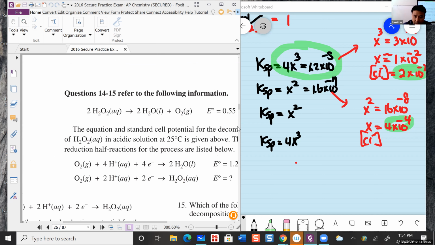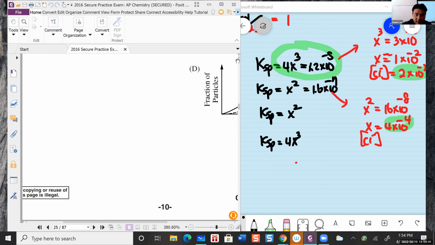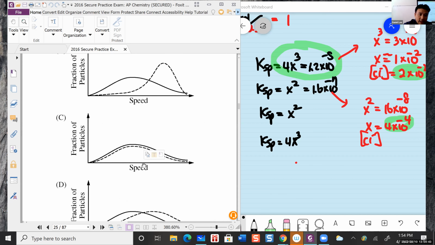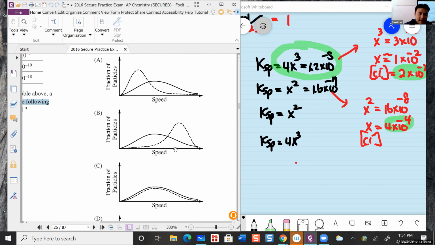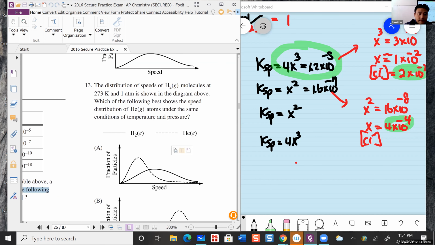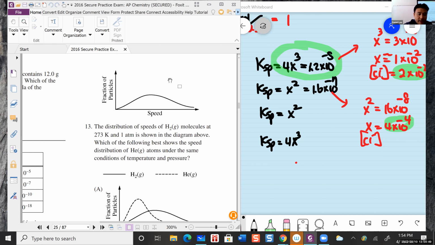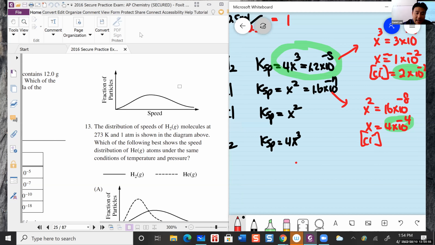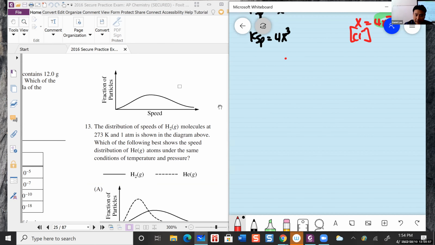Number 13, I didn't get to that. Let me look at number 13. What's number 13 here? This has to do with kinetic molecular theory about the distribution, yeah? So we need to remember this: either you shift to the right and down or you shift to the left and up, okay? That's how you shift this bell distribution graph.